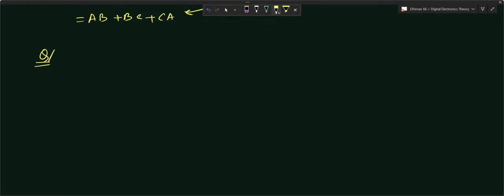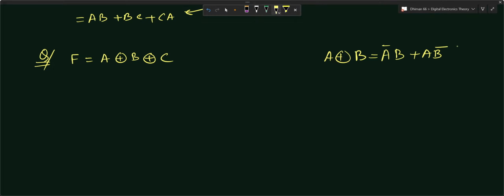Suppose you are given in the question paper, find the dual of this given function f equal to a XOR b XOR c. This is the given function, and you are asked in the exam to prove that this given function is in self-dual mode. Okay, so now let us find out. So if we break this term, that means a XOR b, this is the formula, equal to a bar b plus a b bar. Okay, this is the formula for the XOR operation.